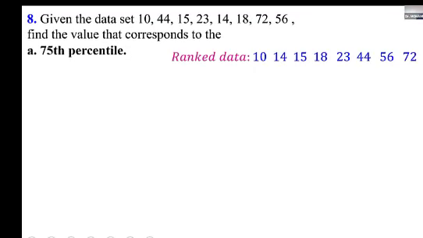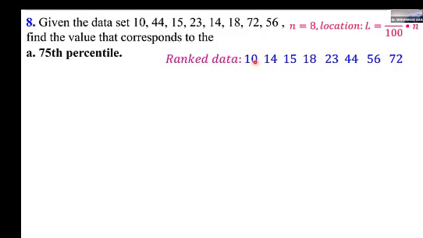We have the following data, and we want to find the value that corresponds to the 75th percentile. Well, this locator that I was looking at, if you remember previously, is going to help us here. Number one, rank the data. Number two, when we say 75th percentile, in essence it means 0.75 times the number of data gives us the location. Therefore, in this case, 1, 2, 3, 4, 5, 6, 7, 8 pieces of data.